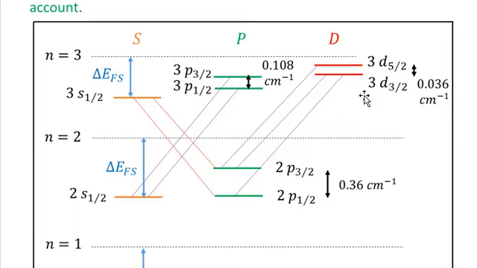So this diagram corresponds to the case when we take into account the fine structure splitting. Due to the fine structure splitting, each level in the hydrogen atom will be split into two levels, that is into doublets, except for the s electron.